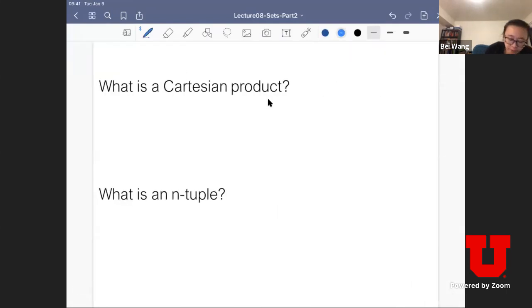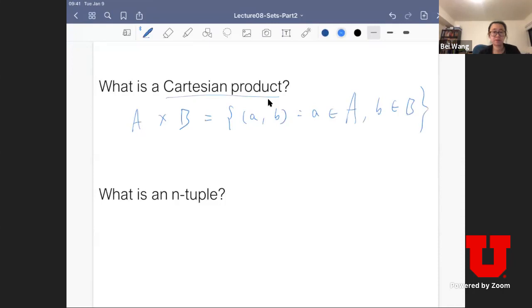It's important for you to quickly review what a Cartesian product is. If I have two sets, A cross B, that's a Cartesian product. The element in there is a pair of elements where the first element comes from set A and the second element comes from set B. Okay.